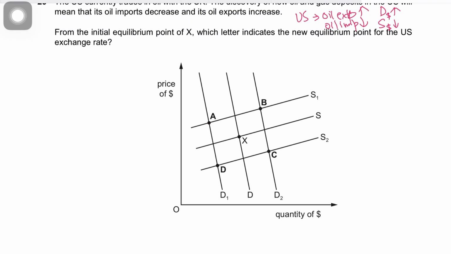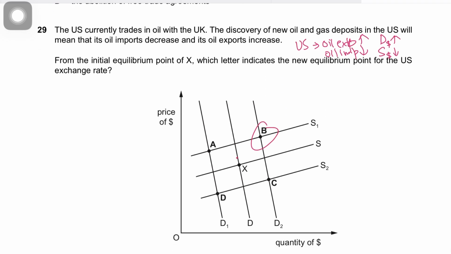So if this was the original equilibrium position for foreign currency, the price of dollars in terms of other currency, demand will shift to the right while supply would shift to the left. So the new equilibrium position has to be, I guess, B for boy. The correct answer for 29 has to be B for boy.